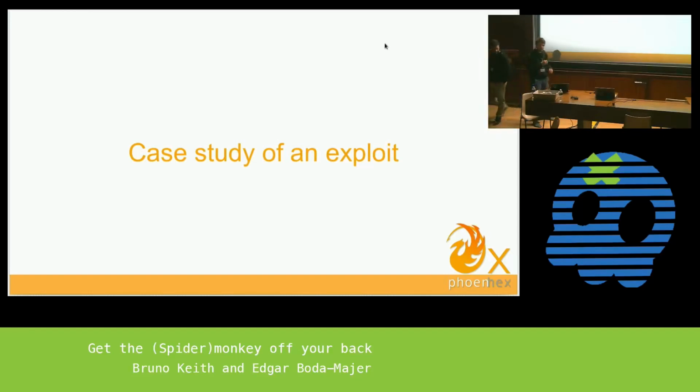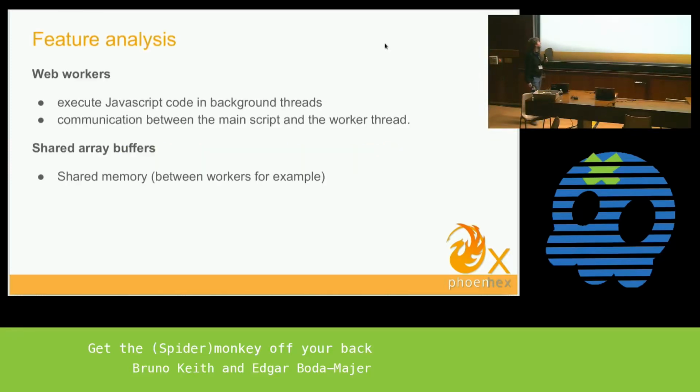Alright, so after this short introduction, we can now actually look at a bug and how to exploit it. For this presentation, we've chosen a bug which uses two main features, which are web workers and shared array buffers. Web workers are just a way to execute your JavaScript code in the background, because usually your JavaScript code runs sequentially.